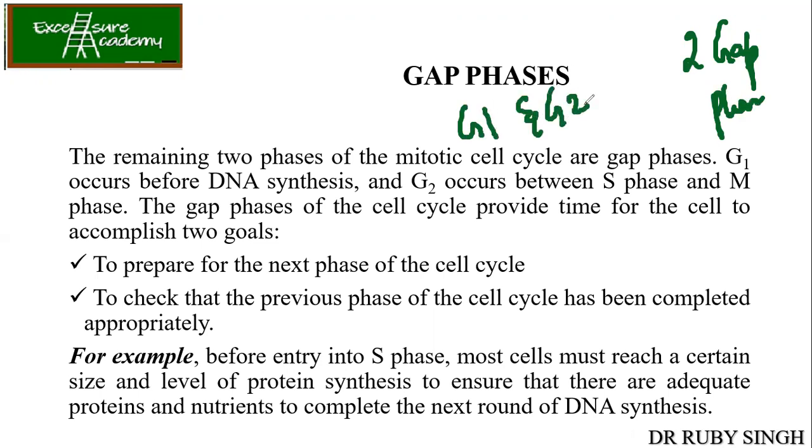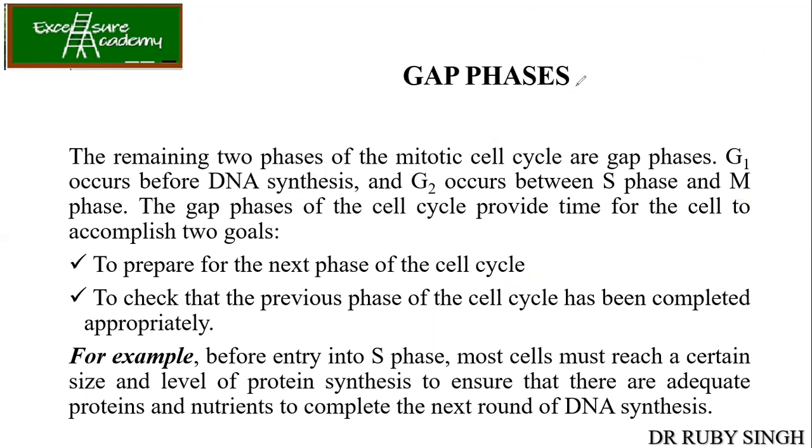Now what happens in G1? G1 occurs before DNA synthesis, that is before your S phase, and G2 occurs between the S and the M phase, or you can otherwise say that it occurs before the M phase. Now, what is the function of these gap phases? Their main goal is to prepare for the next phase of the cell cycle.